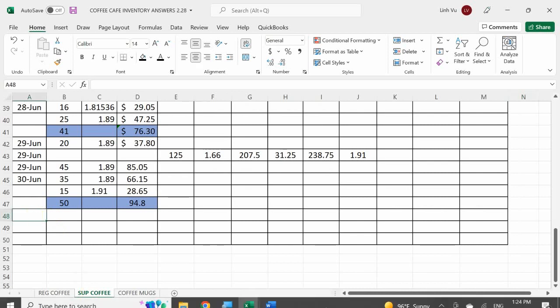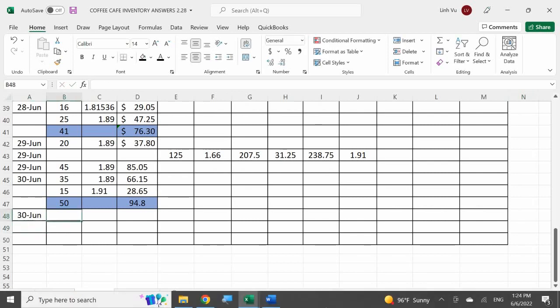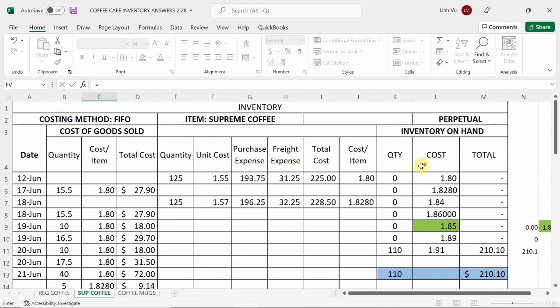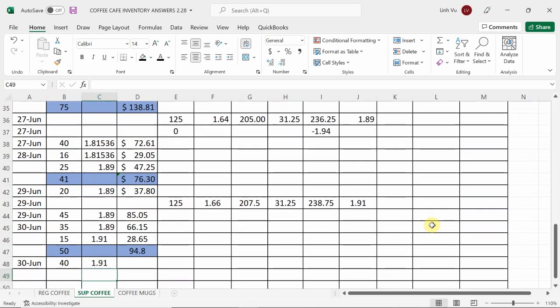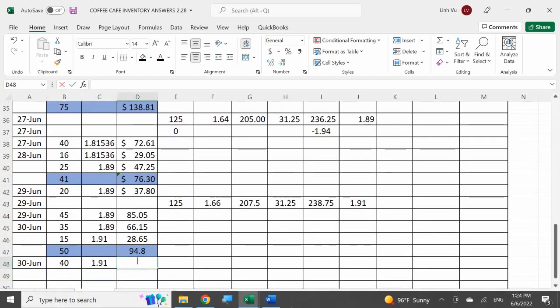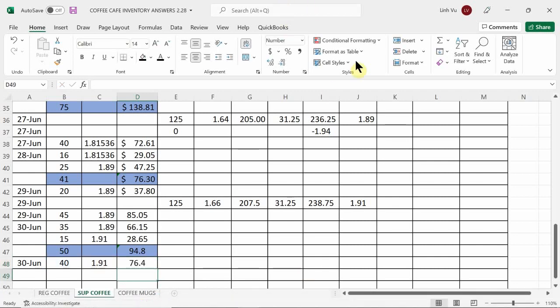For the supreme coffee, we used 40 pounds. I believe we only have one batch of inventory left. Yes, we do, at $1.91. So that's going to equal a total of $76.40. So for using 40 pounds of coffee, $76.40.